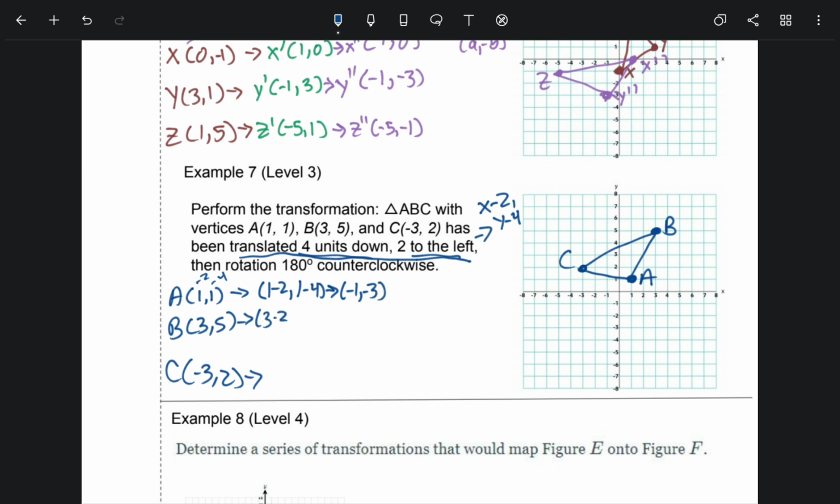B is going to be 3 minus 2, 5 minus 4, which gives us (1, 1). And then C is going to be -3 minus 2 and 2 minus 4, which becomes (-5, -2).